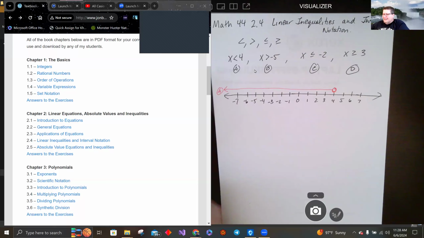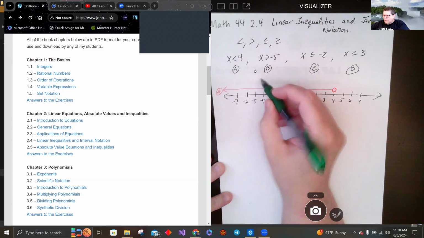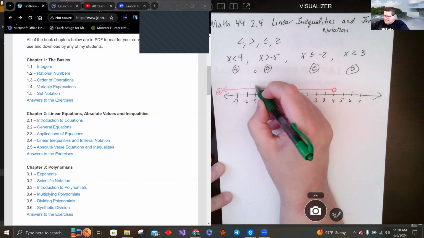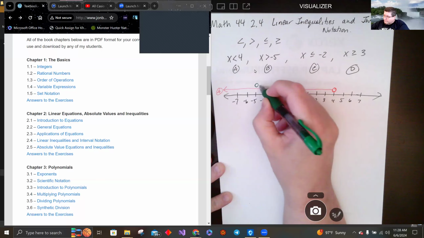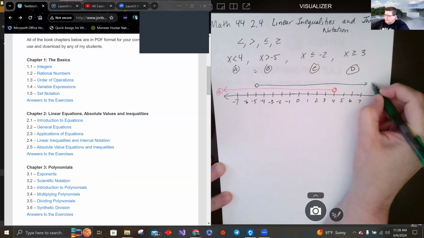X is greater than -5. -5 is right here. We want numbers that are larger than -5. They are to the right. And I'll call that line B.